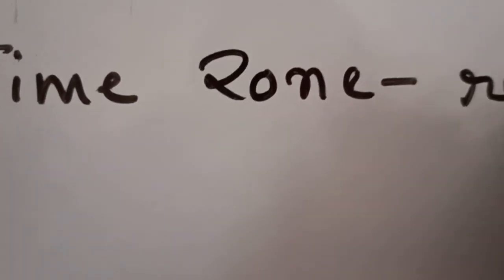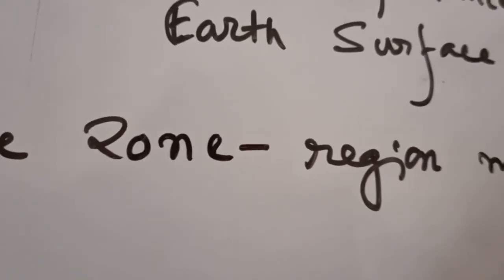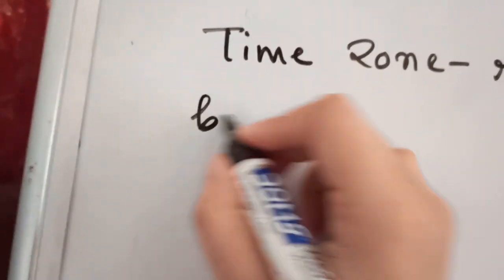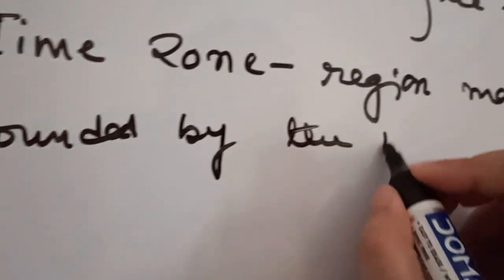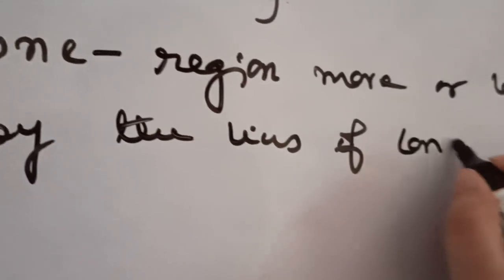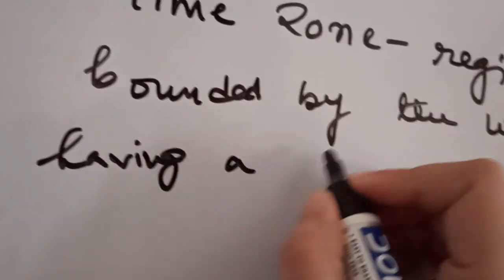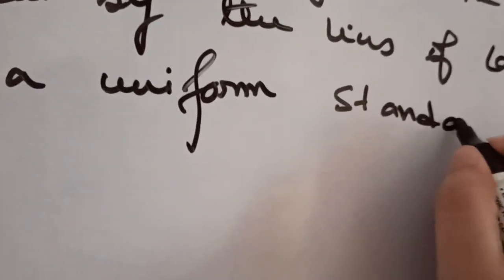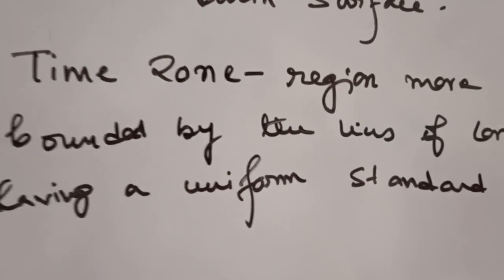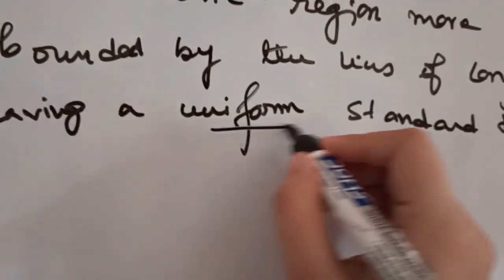Time zone, it is a region which is more or less bounded by the lines of longitude having a uniform standard time. So what is this time zone? Time zones are actually the regions which are more or less bounded by the lines of the longitude and which have a uniform standard time.